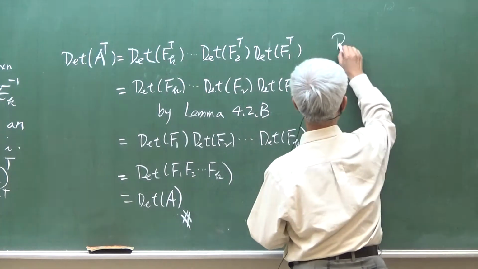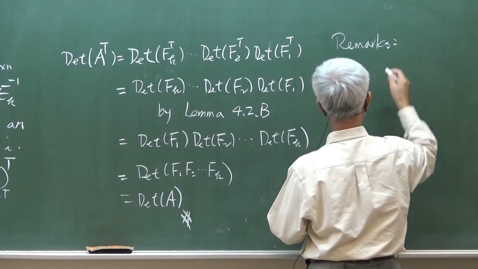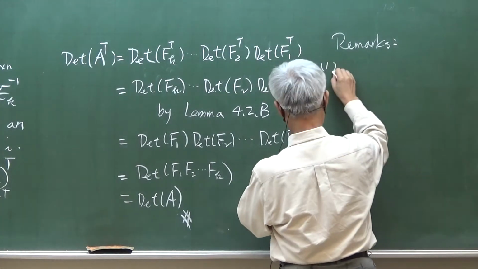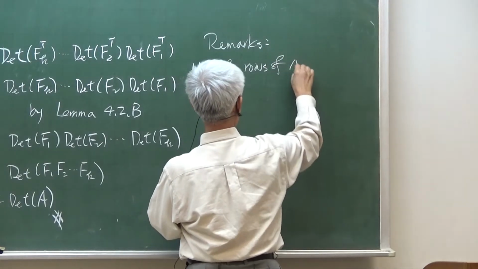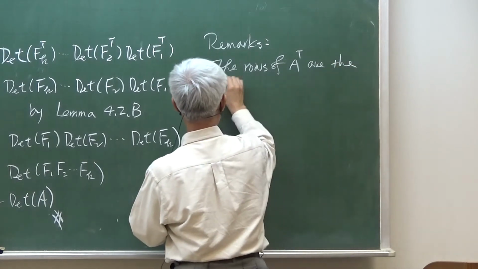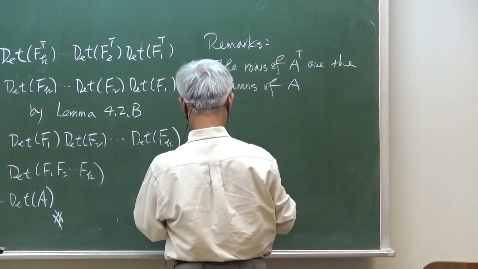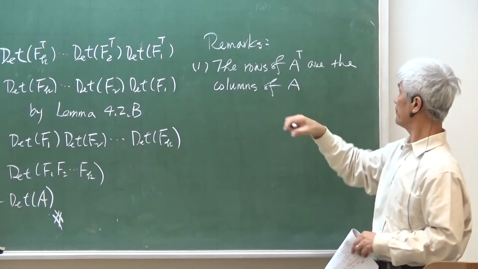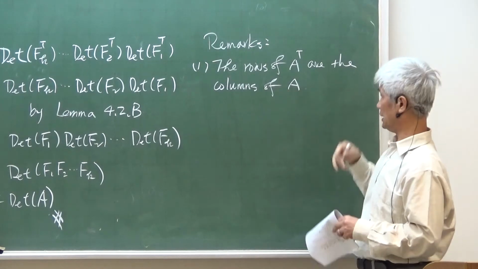All right, so the theorem gives us quite a few consequences. The first one is that the rows of A transpose are the columns of A. Right? So this is the first observation. The rows of A transpose are just the columns of A.